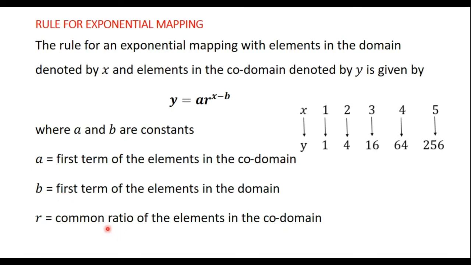R is the common ratio of the elements in the codomain. So here the common ratio. How do you find the common ratio? You take an element, and you divide it by the previous element. So you take 4, you divide by the previous element here, which is 1. And since that is constant, it will be the same for all of them. You can choose to take 16, you divide it by the previous element, you are still going to get 4. So here R represents the common ratio. So we found A, we found B, we found R. We now have our rule.